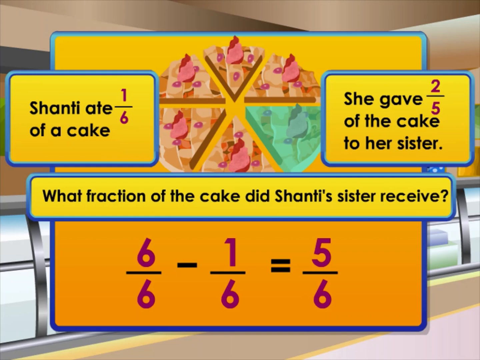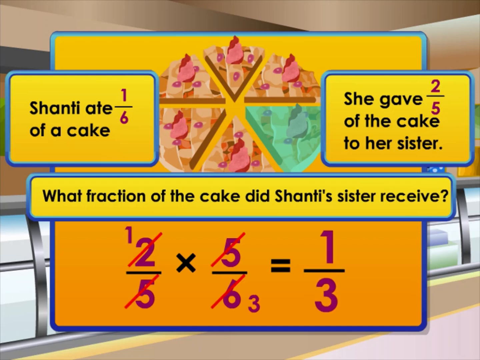To find what fraction Shanti's sister received, multiply 2/5 by 5/6. See how the number sentence is written. Yes, Shanti's sister received 1/3 of the cake. Well, children, you may apply any of the methods used to find the answer.